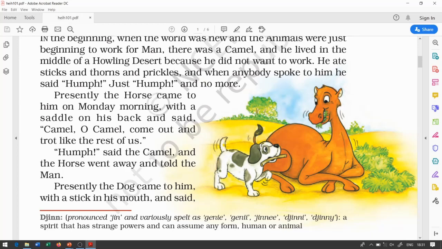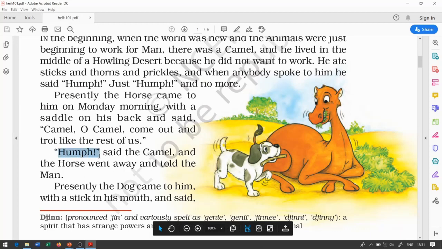So presently the horse came to him on Monday morning with a saddle on his back and said, Camel, oh camel, come out and trot like the rest of us. Trot is the way in which a horse walks. So the horse asks the camel to trot like them. Humph, said the camel, and the horse went away and told the man.